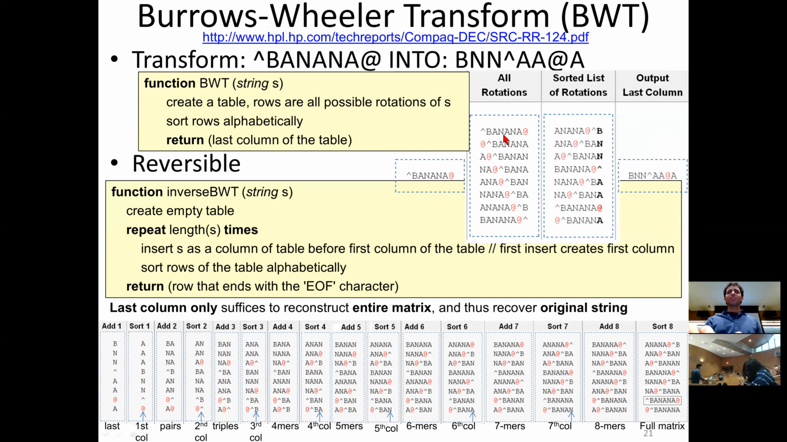So here's all rotations of the word banana. It starts with a funny character that's only at the beginning, and a funny character that's only at the end, kind of like bananas. And then you just sort all of that alphanumerically, and then you get the last column. Okay? Everybody clear as to why we're doing it?